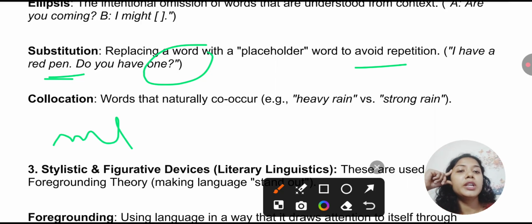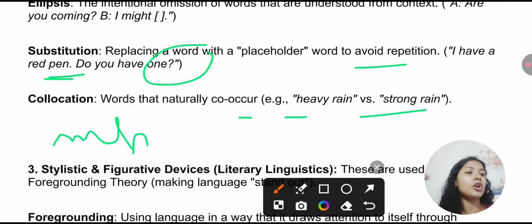Collocation is very important, everyone. Words that naturally co-occur, that means heavy rain versus strong rain. You are defining heavy rain versus strong rain. Since morning it is raining heavily. Okay, so you are defining that heavy rain is falling, strong rain is falling, very thick drops are falling. So that is what you mention. It means heavy rain.